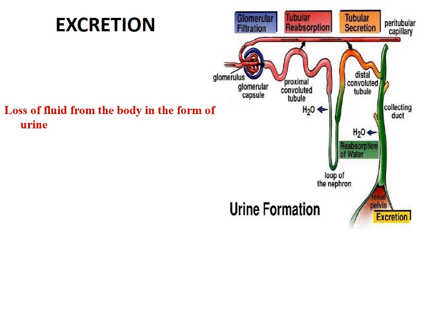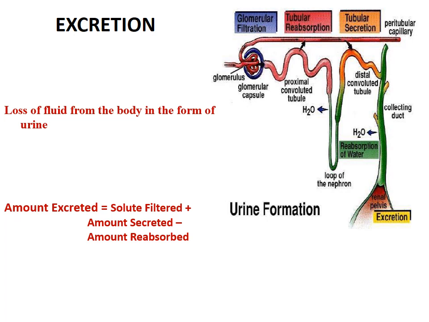Excretion. Loss of fluid from the body in the form of urine, and you can see that excretion is the last part which is happening. Whatever is lost from the tubule after reabsorption and after secretion, that is the excretion. If you want to write it as a formula, we can write it like this: amount excreted is equal to solute filtered plus amount secreted minus amount reabsorbed. So you will get how much amount is excreted out of the body.